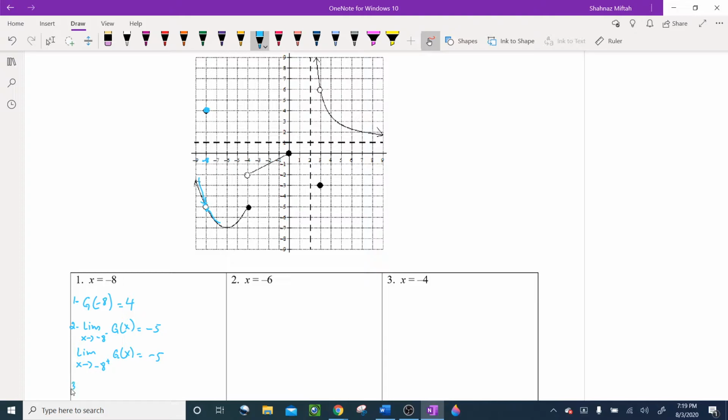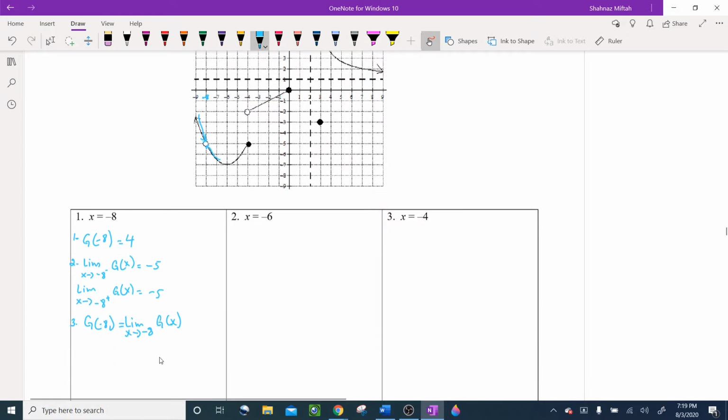Okay, so now let's see the third condition. According to the third condition, g of negative 8 is supposed to equal the limit as x approaches negative 8 from left and right of g of x. So you know the third condition is not there. We are not meeting the third condition because the limit is negative 5 and the defined point is 4. They're supposed to be exactly the same y values, which in this case they are not. So I'm going to say not equal each other: g of negative 8 is not equal to the limit as x approaches negative 8 of g of x. So these are my three conditions.